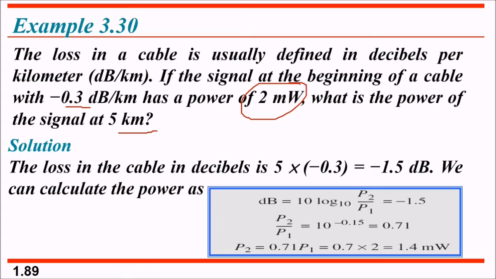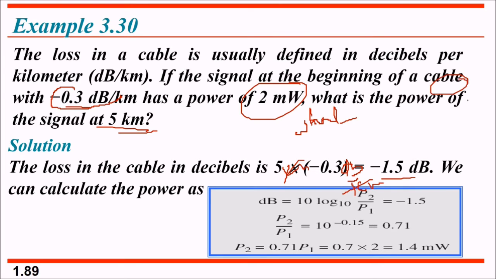The loss in the cable in decibel is what? It is given that the signal at the beginning of the cable has a loss of minus 0.3 dB per kilometer. Because this is dB per kilometer and you have 5 kilometer, just multiply minus 0.3 dB by kilometer with 5 kilometer. Kilometer into kilometer will be cancelled, and this will be in dB. So you'll get the loss in the cable for these 5 kilometer as minus 1.5 dB.